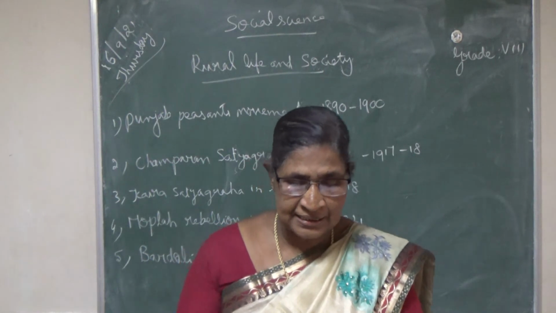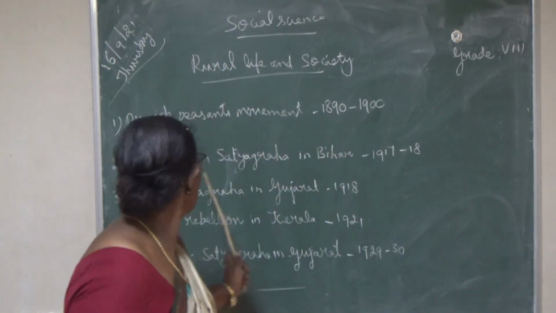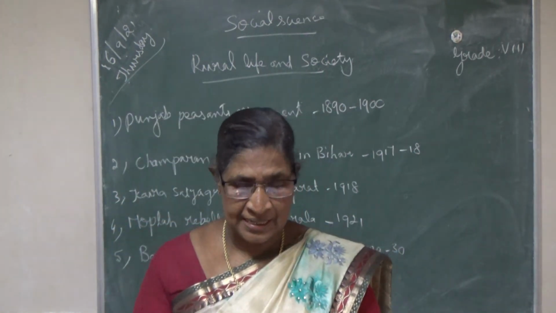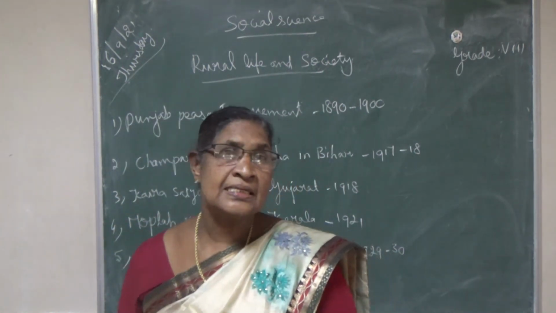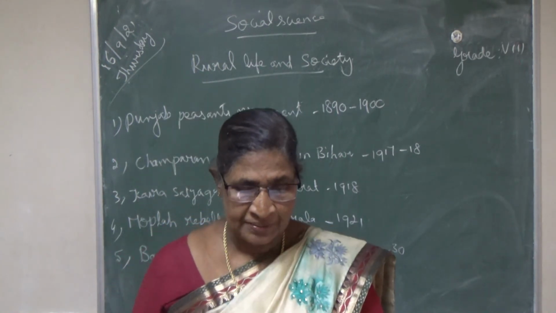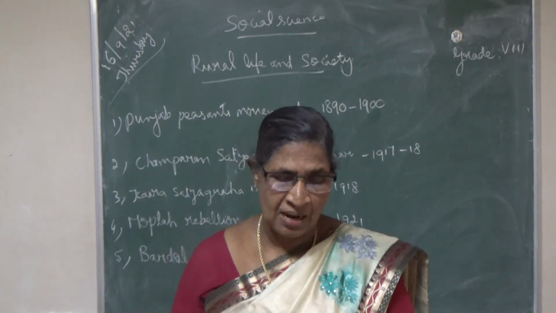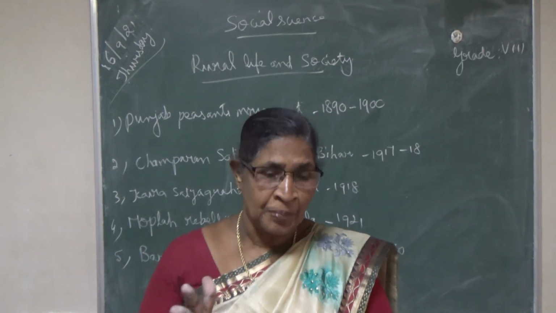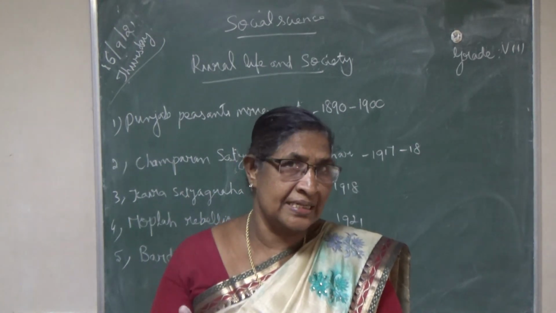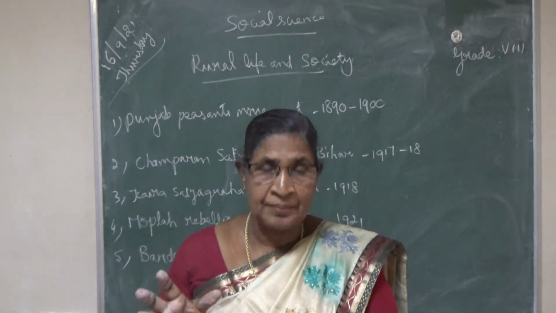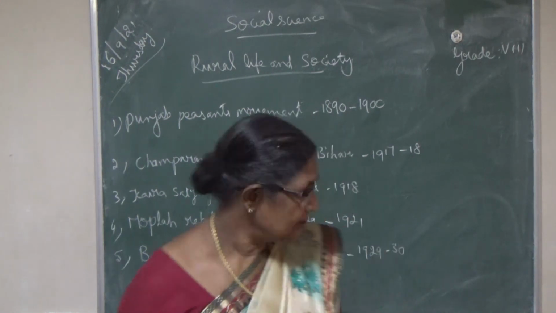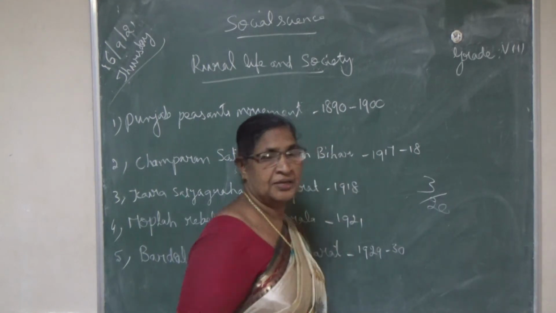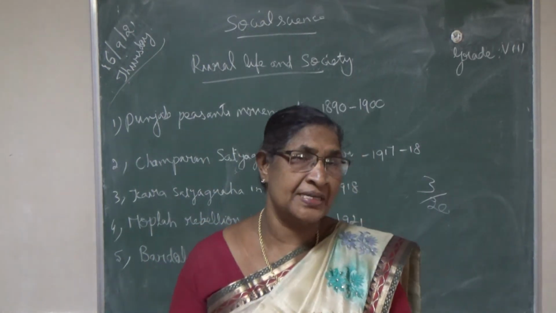Then second, next, the Champaran Satyagraha. Champaran Satyagraha in Bihar took place in the year 1917 to 18. Champaran is the name of a place. The peasants were bound by law to grow indigo. According to this law, it was compulsory to cultivate the indigo plant on 3 parts out of 20 of the land.